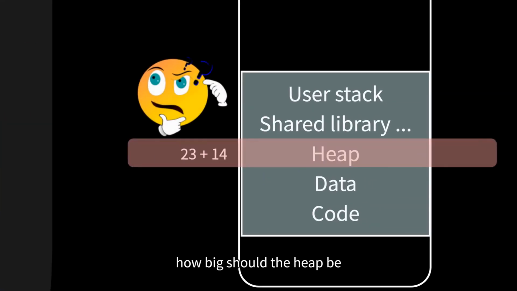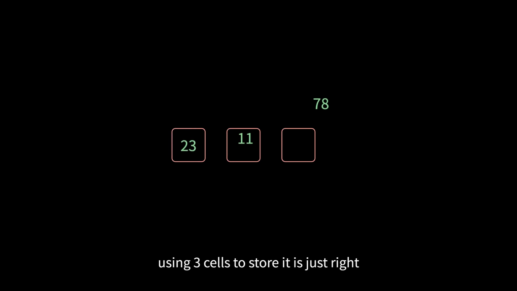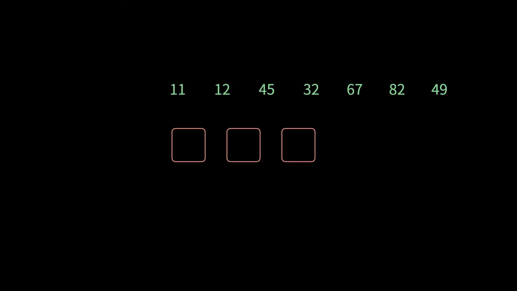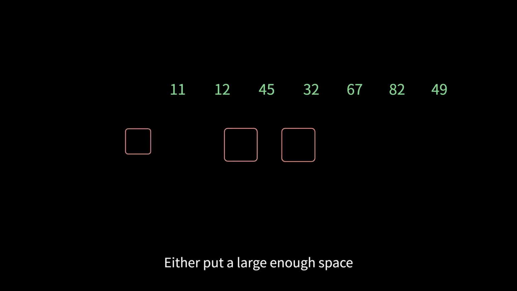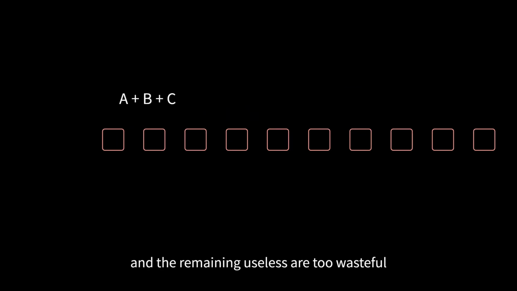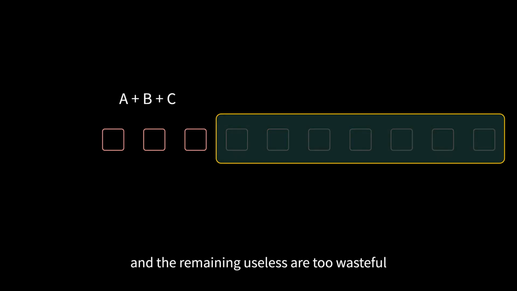So how big should the heap be? For example, the user may enter 3 numbers, so using 3 cells to store them is just right. However, if the user enters 7 numbers next time, it won't fit. Either put in a large enough space, such as 10 cells, then it will be fine. However, users usually only enter 2 to 3 numbers, and the remaining unused space is too wasteful.